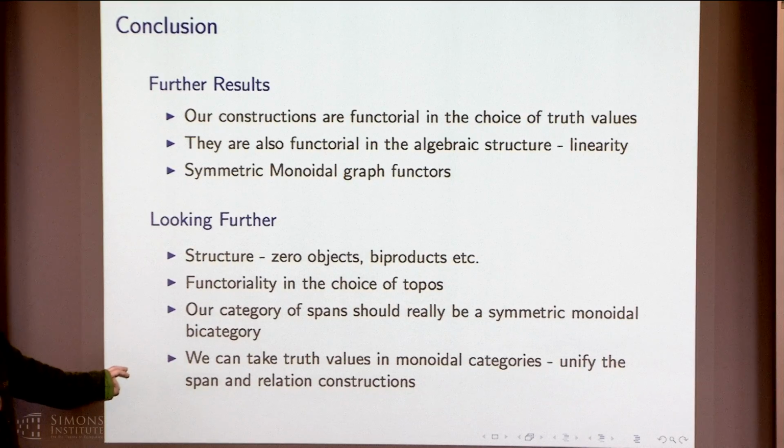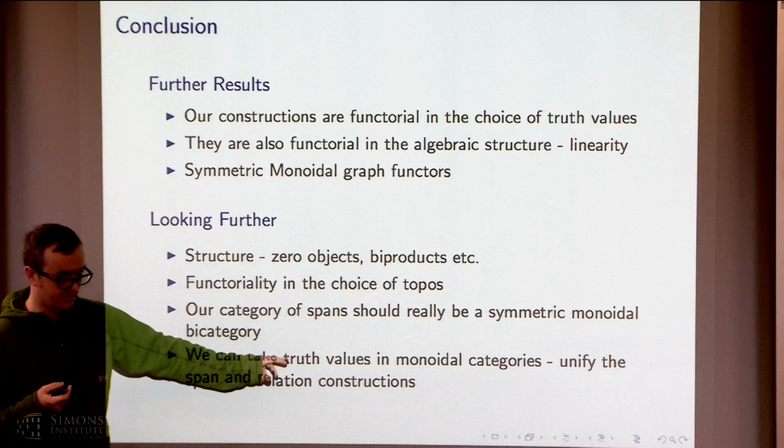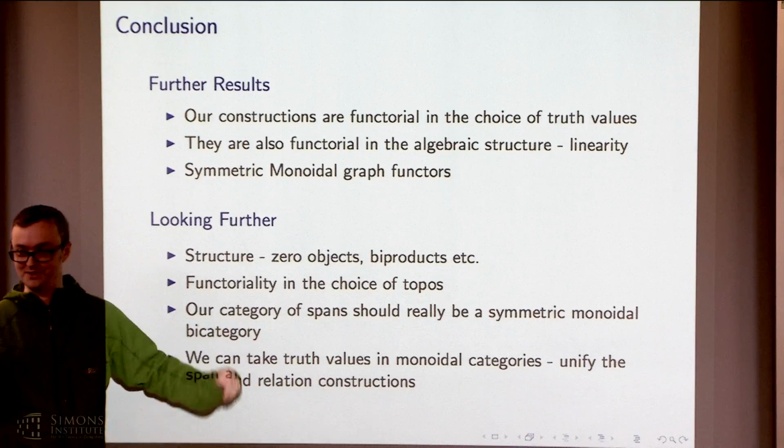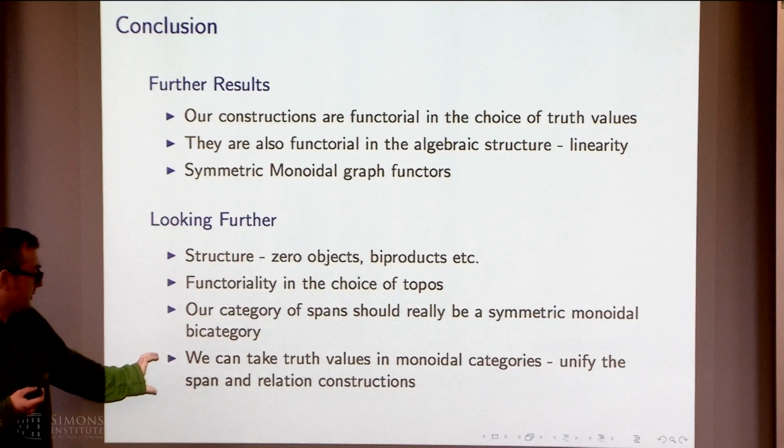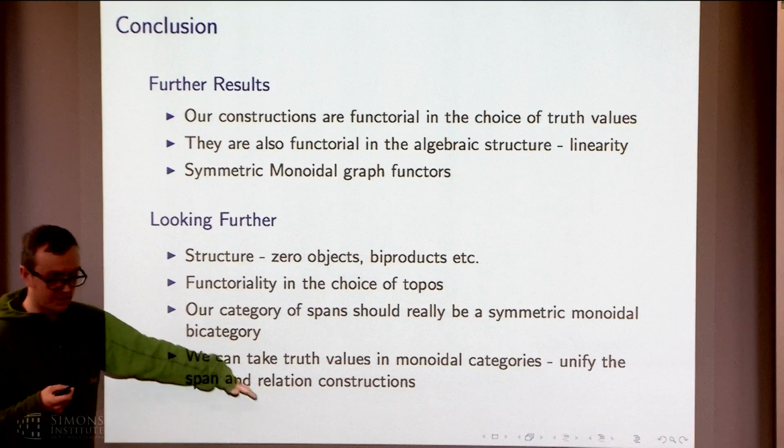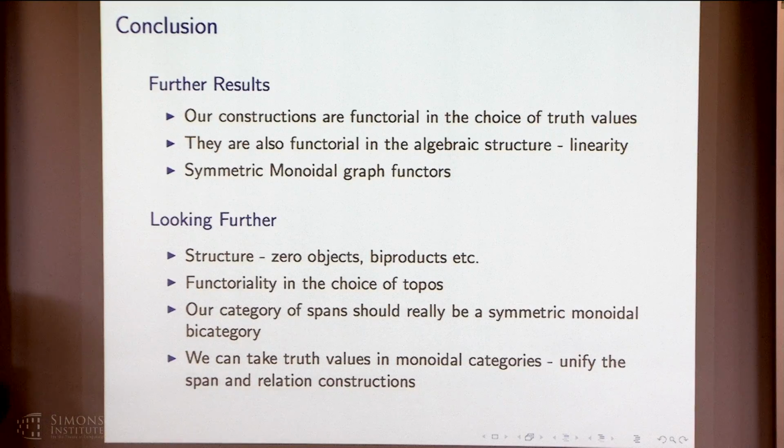You can actually go further and have your truth values valued in a monoidal category. It's worth thinking about what exactly that might mean. But basically, that points in a direction where we could unify these span and rel constructions, because depending on whether your monoidal category is thin or whether it's a genuine category, will connect with this idea of whether you've got provability or proofs in the construction.